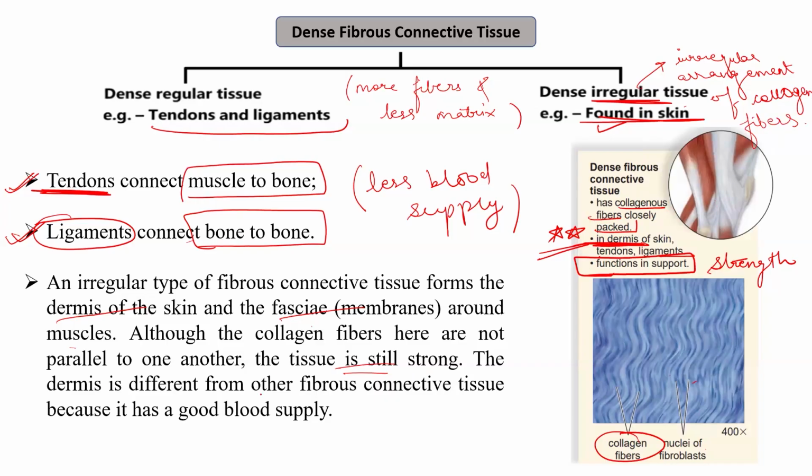The dermis is different from other fibrous connective tissue in the sense that it has a good blood supply. As I mentioned, the other fibrous connective tissues lack blood supply, they have very poor blood supply, except the irregular type of fibrous connective tissue, which has a very good blood supply, and it is present in the dermis of the skin or in the membranes around the muscles.